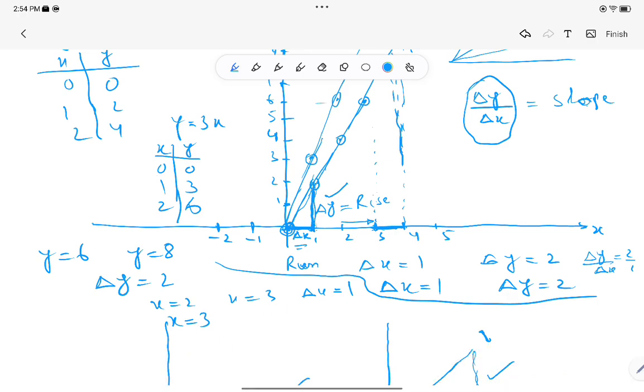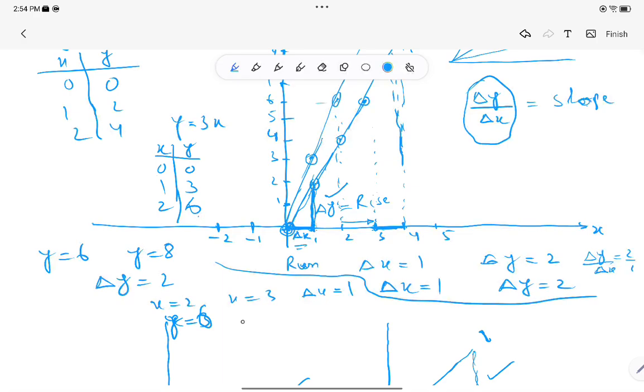X equal to 3 I have already taken. I'm sorry. I will see what is the value of y when x equal to 2. When x equal to 2, what is the value of y? In case of this second line, y is equal to 6, exactly 6. When x equal to 2, you can check it from here. X equal to 2, y is equal to 6.